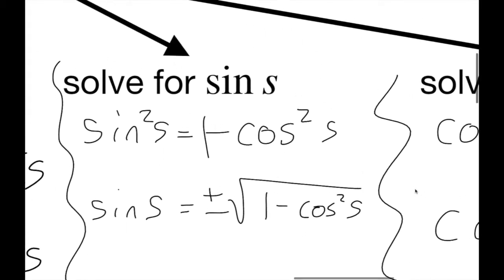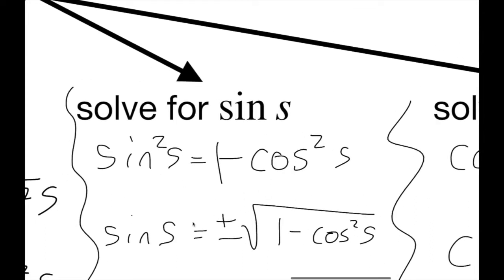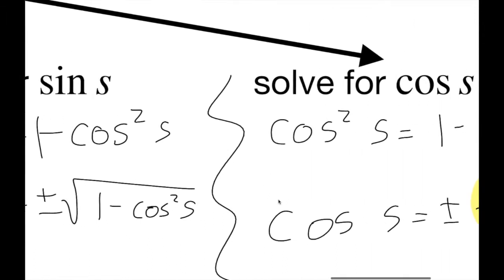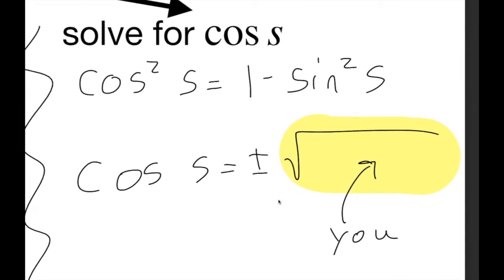Lastly, if you wanted to, you could solve for sine squared. So subtracting cosine squared from both sides and taking the square root of both sides, you get sine s is equal to plus or minus the square root of 1 minus cosine squared s. You're just solving like if this were just a variable all on its own. You could try and get sine by itself, and this is what you get. Or do the same thing for cosine. Cosine squared s is equal to 1 minus sine squared s. So that would mean that cosine s is equal to plus or minus, what do you think? I want you to tell me.